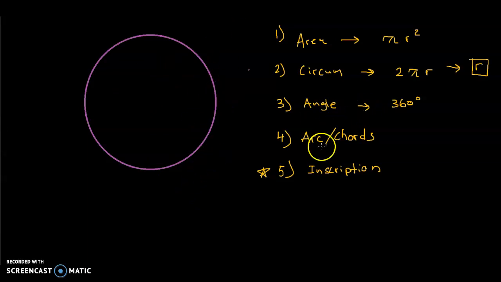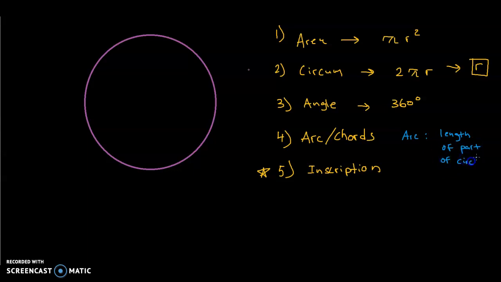Now, what I want to do is talk a little bit about arcs and chords, because these tend to be the more complicated looking circle problems. We'll do inscription in a minute. But as a quick review, here's the idea. An arc is really just a portion of the curve of the circle. Arc indicates the length of part of the circle.